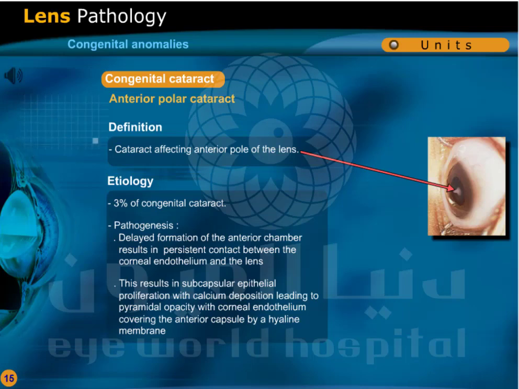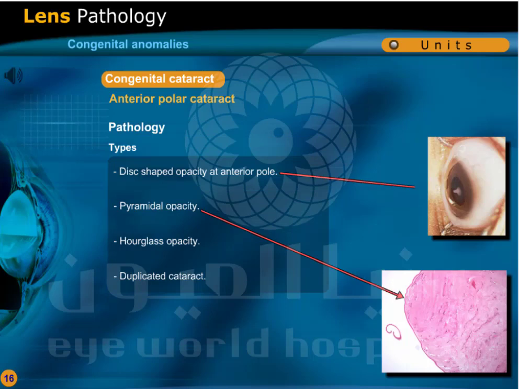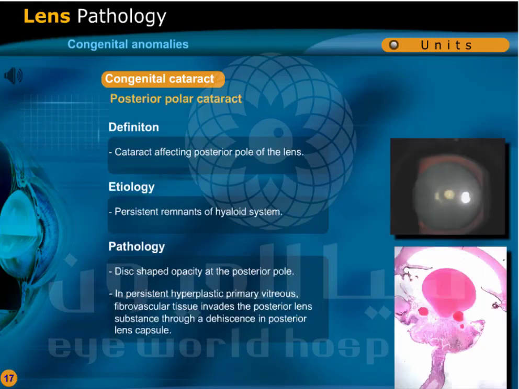by a hyaline membrane. Anterior polar cataract may be a disc-shaped opacity at the anterior pole, a pyramidal opacity, an hourglass opacity, or duplicated cataract. Posterior polar cataract. Cataract affecting the posterior pole of the lens.